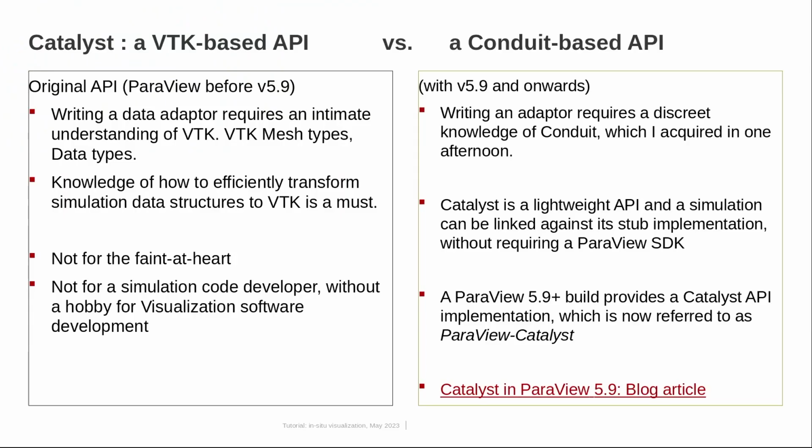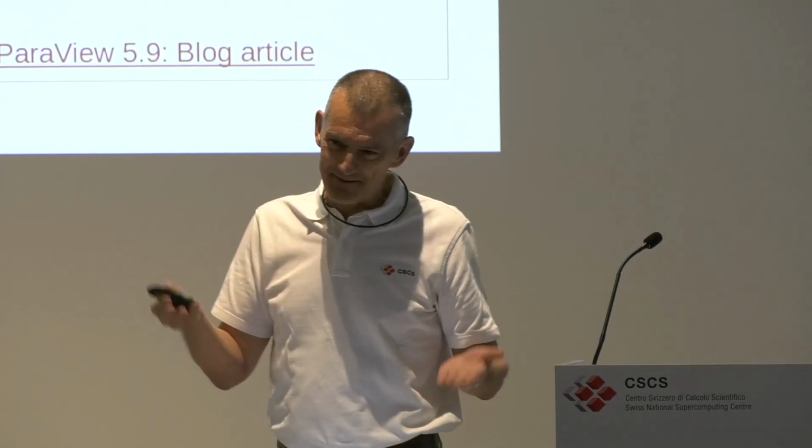Now there's Conduit since version 5.9. Catalyst is actually a separate product, separate source code from ParaView now. And writing an adapter requires a discrete knowledge of Conduit. This is what we've done this morning. We've learned in half an hour all we needed to know about Conduit to describe our data. Catalyst is a lightweight API which you compile in 20 seconds on my laptop. It takes about an hour to compile ParaView. So that gives you the difference in scale.